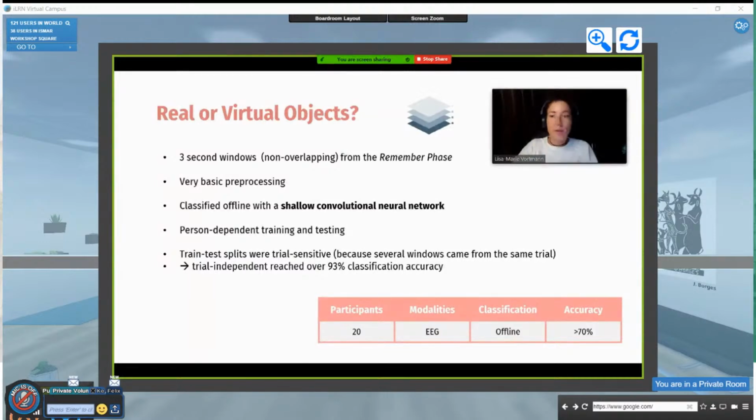So based on 3-second windows from the EEG data over all participants, we could tell whether the attention was on real or virtual objects with an accuracy over 70%.